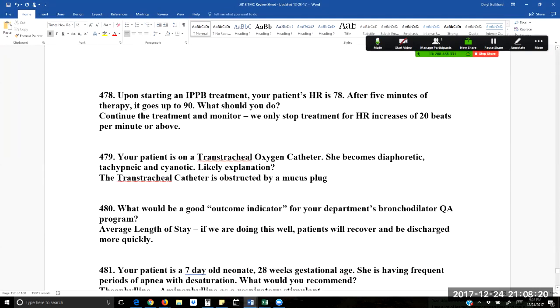478, upon starting an IPPB treatment, your patient's heart rate is 78. After 5 minutes, it goes up to 90. What would you do? Well, that's a very common effect, folks, and that's not truly an adverse effect. If the heart rate goes up by 20, like 78 to 98, then we would stop the treatment, talk to the doctor about, do we want to continue or try a different medicine? But going up by 12, a lot of patients go up by 12. Our medicines are stimulants, and that's very common. So you would continue the treatment and monitor.